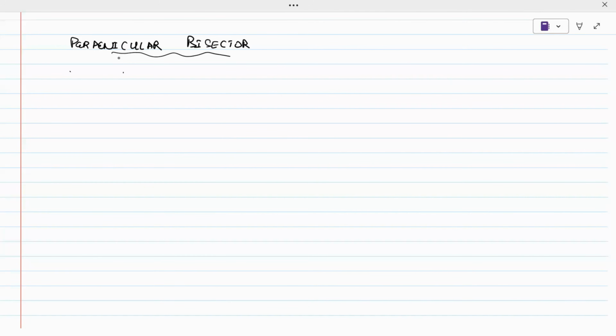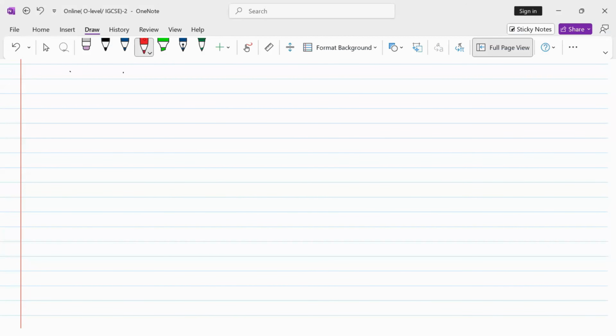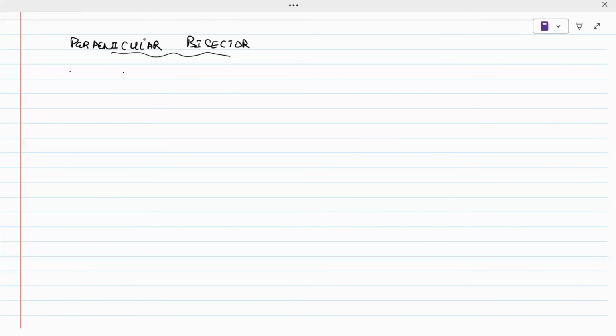Confused with this word being used: perpendicular bisector. Perpendicular means it should be making an angle of 90 degrees. And bisector means bi means two, sec means part. So bisector is a line which divides into two equal parts.